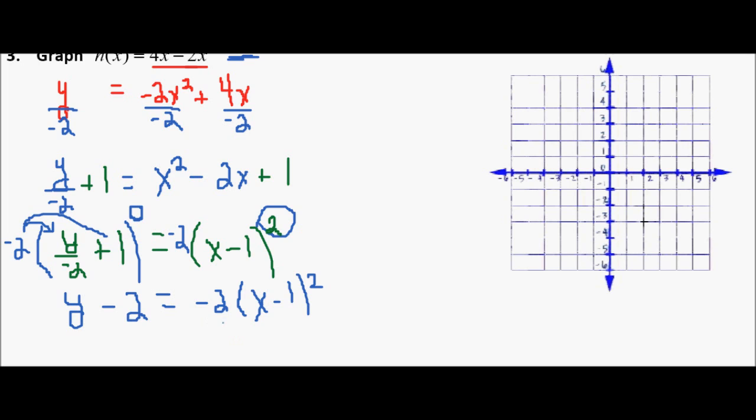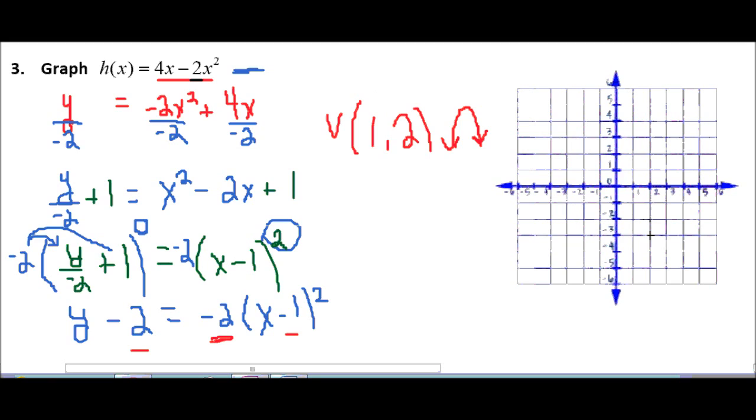-2 x minus 1 squared. Okay, now if you notice, we are in vertex form. So we can go ahead and pick out our vertex. Our vertex is the opposite of what's with the x for the x coordinate, 1, and the opposite of what's with the y for the y coordinate. Okay, so let's go ahead and graph that vertex. So the vertex is the point 1, 2.